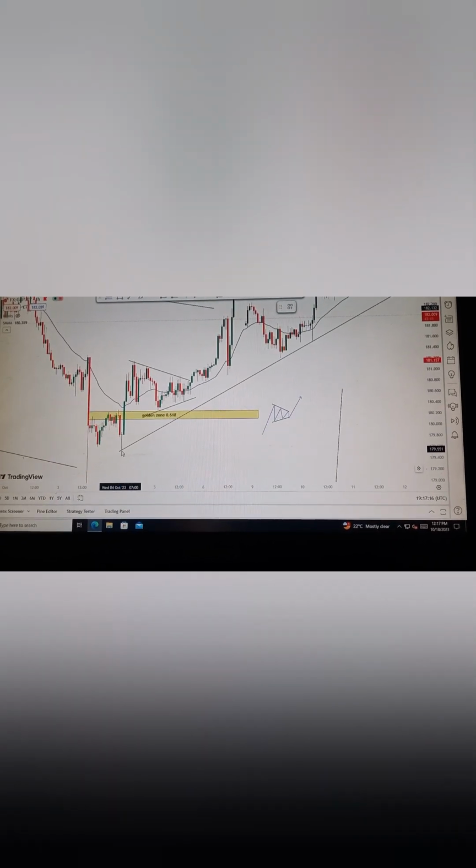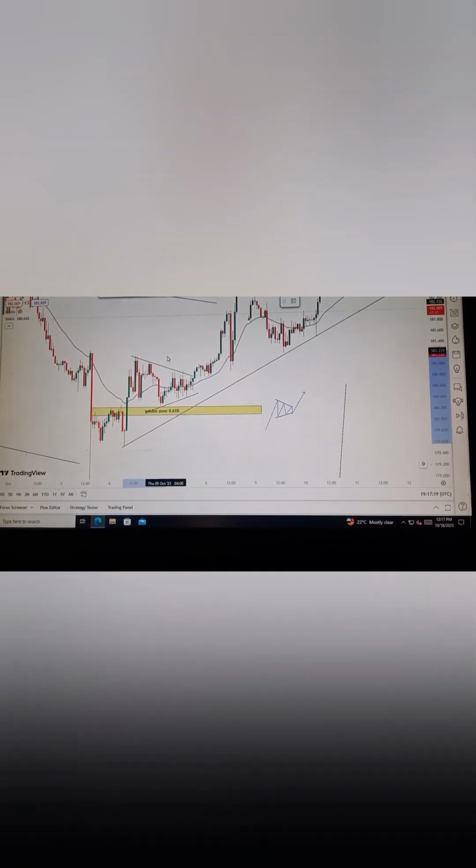There's a bit of a problem with the signal. It doesn't want to print.